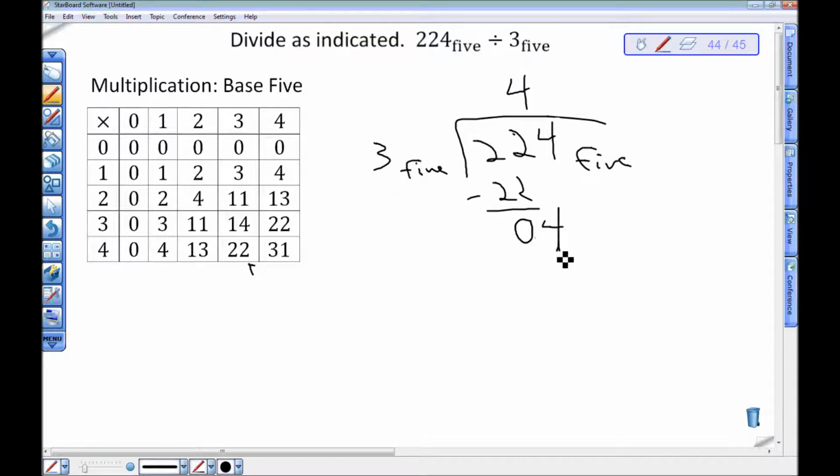Now, how many times does 3 go into 4? Well, I know that that's once. 1 times 3 is 3. Subtract gives me a 1. So I get 4, 1 with a remainder of 1 base 5 when I do this division.